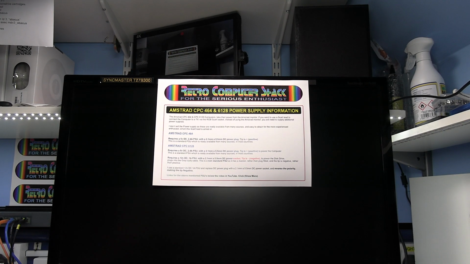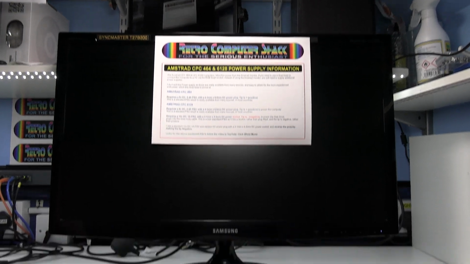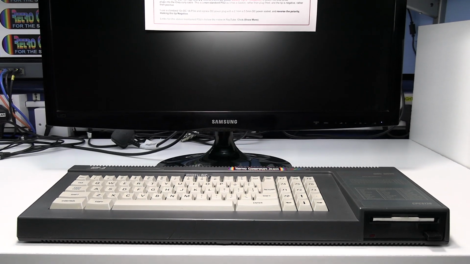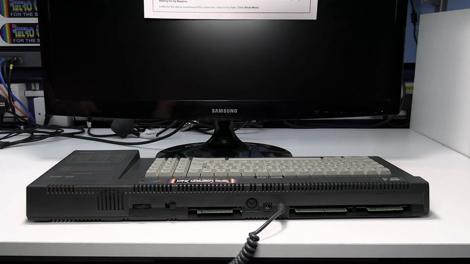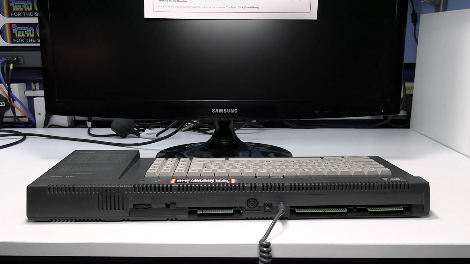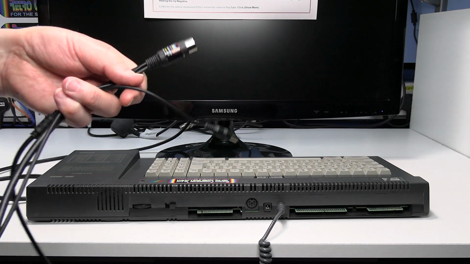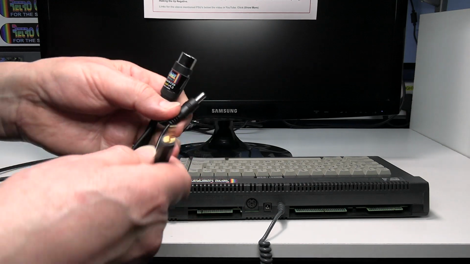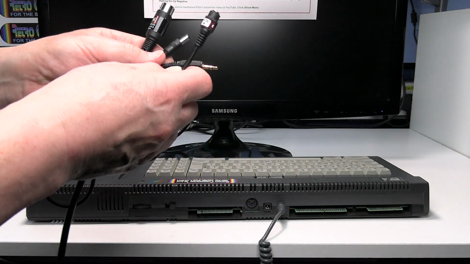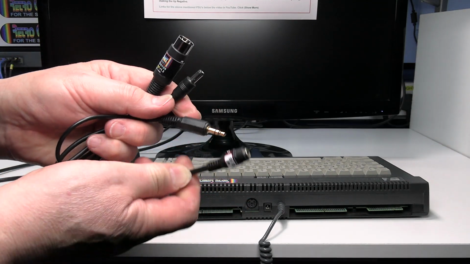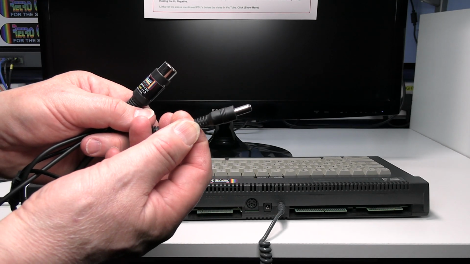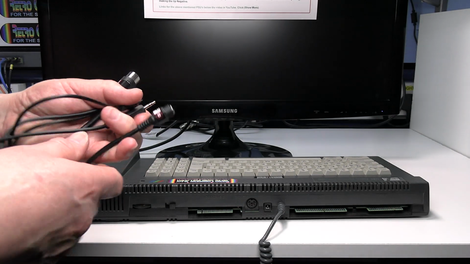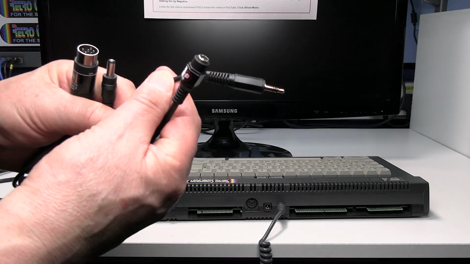Right, so let's connect everything up. Make sure you switch the computer and the TV off. The SCART lead has a DIN plug, a power supply input socket, a power supply for the computer itself, and a stereo sound lead.